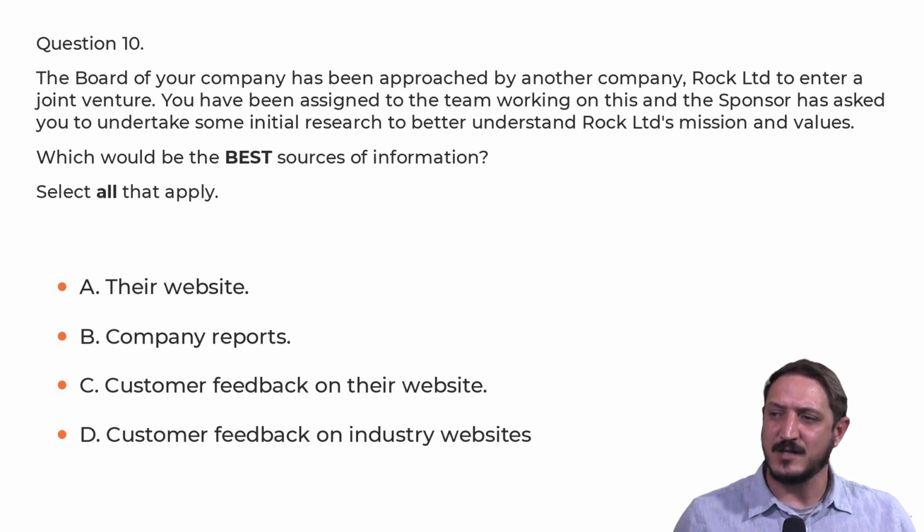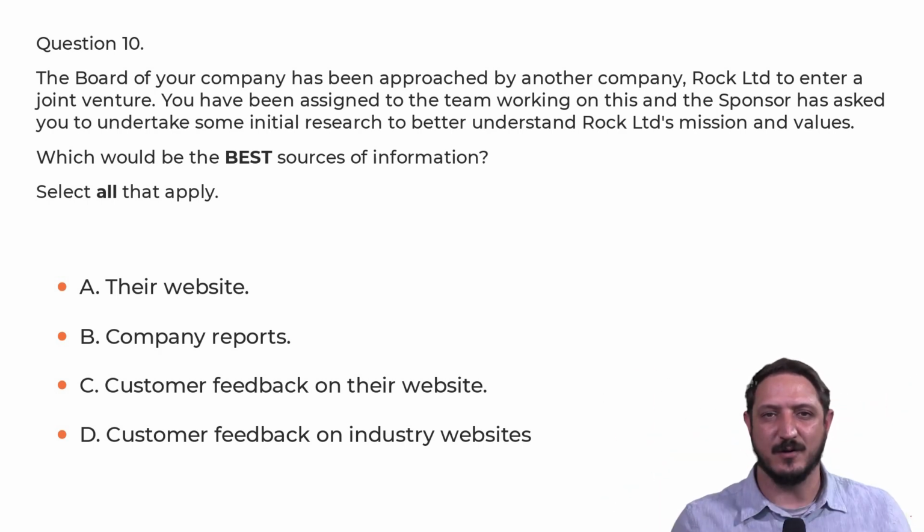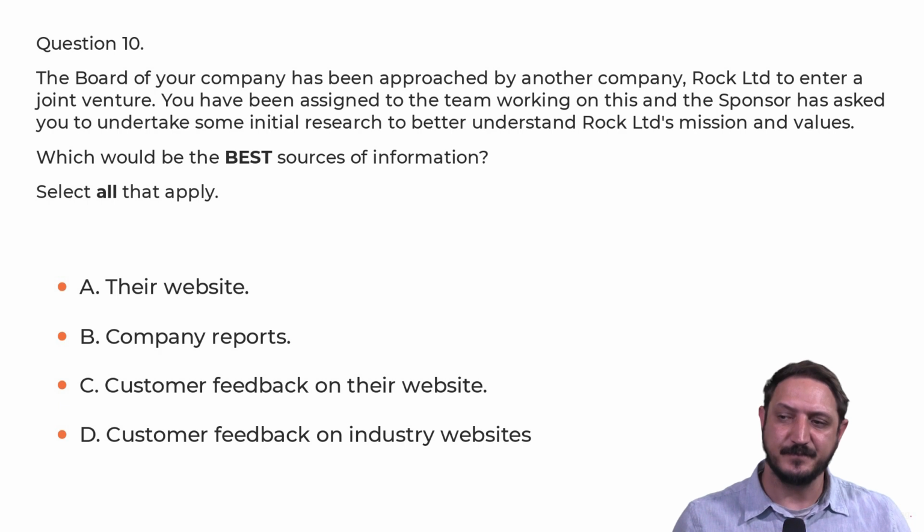So what is it asking us here contextually? What would be the best techniques to use for this specific scenario? It says the board of the company has been approached by another company, Rock Limited, to enter a joint venture. You have been assigned to a team, and the sponsor has asked you to undertake this research to better understand Rock Limited's mission and values. So the objective here is to understand the mission and values of this other organization, because they're going to be entering into a merger and they want to know who these people are. And if we look at the 4 options, A, B, C, and D, we just have to use a bit of logic here.